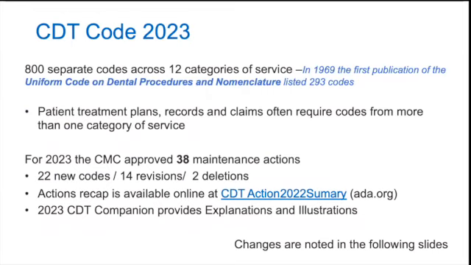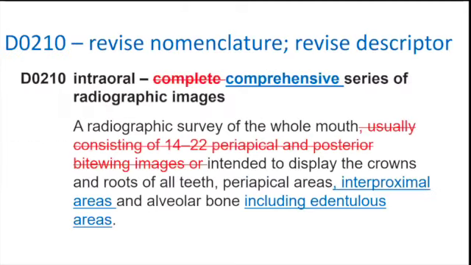The 2023 CDT codebook has 800 separate codes organized into 12 categories of service. The CDT code has grown with the profession since 1989, when the first uniform code on dental procedures nomenclature was published in JADA, listing only 293 coding options. For 2023, the Code Maintenance Committee approved 38 maintenance actions, including 22 new codes, 14 revisions, and 2 deletions to make way for 4 new codes. So let's take a look in the following slides at the changes for 2023.